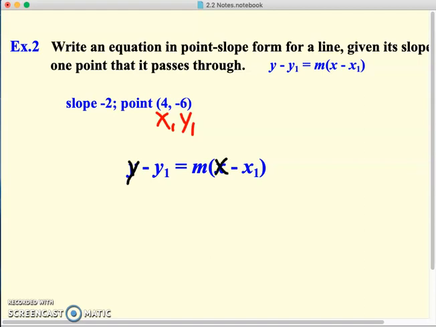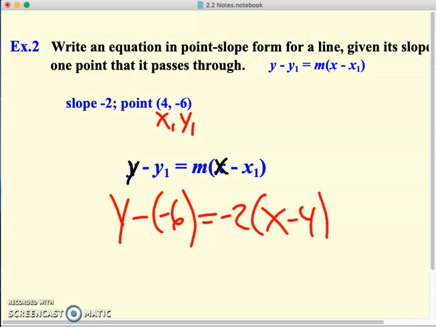Otherwise, here we go. So now I'm going to write it out this time with the signs laid out, and then we'll talk about again the shortcut way of thinking about it. So if I go minus a negative 6, my slope is negative 2, and then x minus 4. And here's where the minus and a minus become a plus.